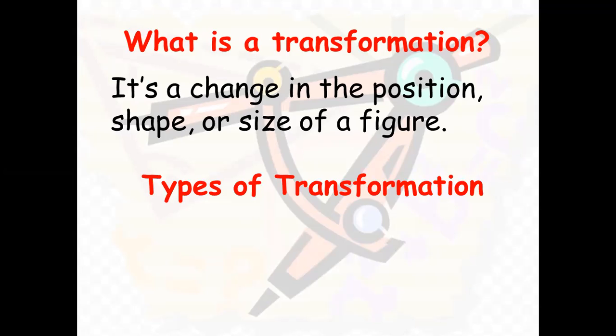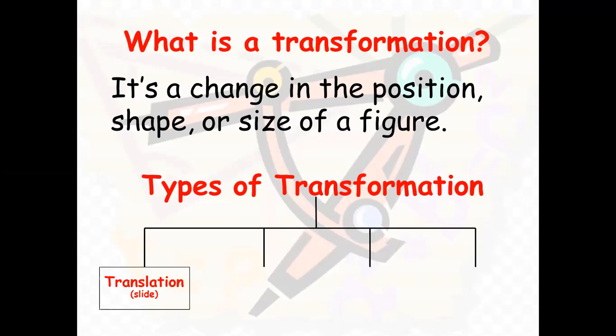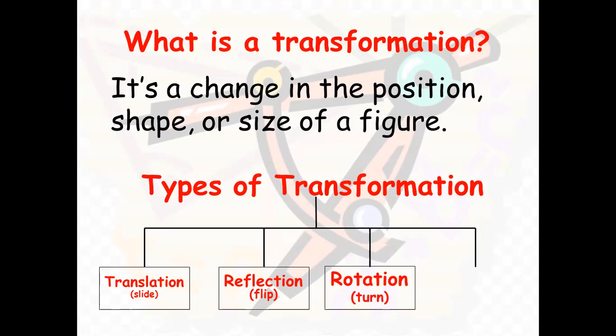Now there are four types of transformation. The first one is translation. In easy words, that's called a slide, just to move it. You can move a figure up, down, to the right, or to the left. This is called translation. The other one is reflection, also called a flip or a mirror image, as what you would see in a mirror. This is called reflection.